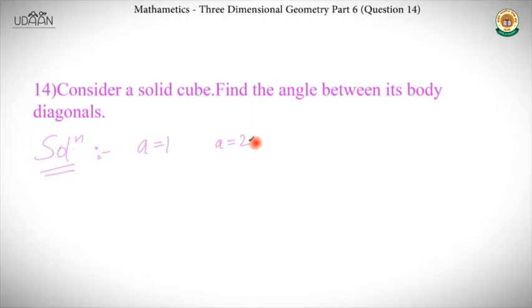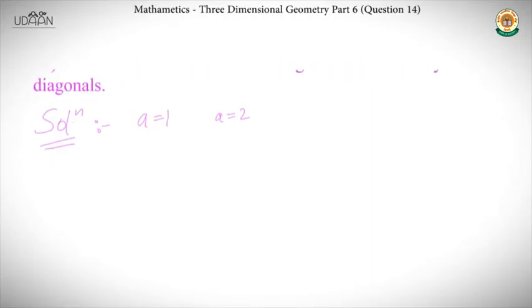So the edge can be any value; it's not necessary that we take a random edge and then solve. We can assign an arbitrary value, or we can assume it as a variable. Better would be choosing an arbitrary value. So consider a solid cube and find the angle between its body diagonals.